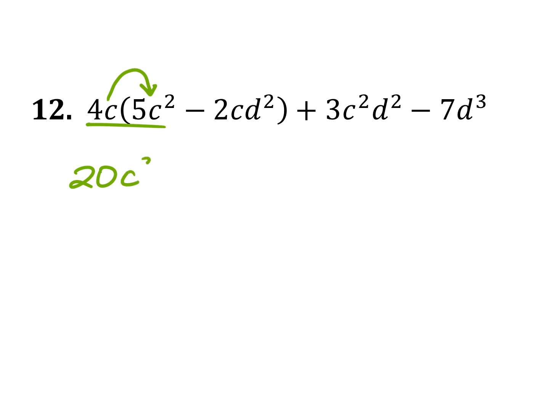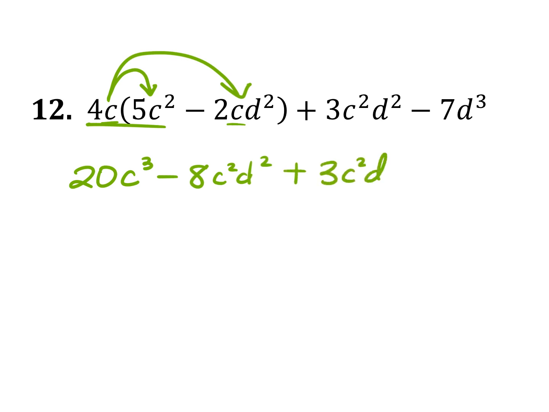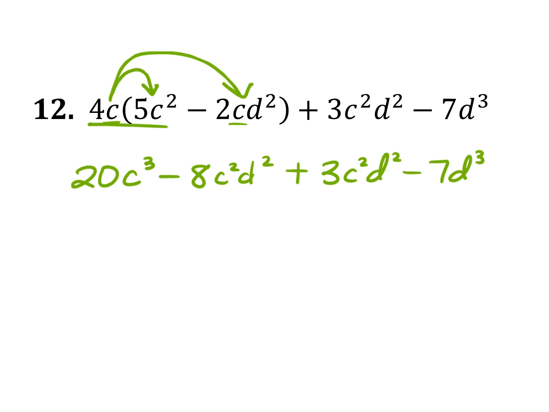So this is just distribute. So this is 20c cubed. This is going to be negative 8. What are your variables here? c squared, d squared. Because it's c times c, so c squared, and then the d squared. Then it's plus 3c squared d squared, minus 7d cubed.